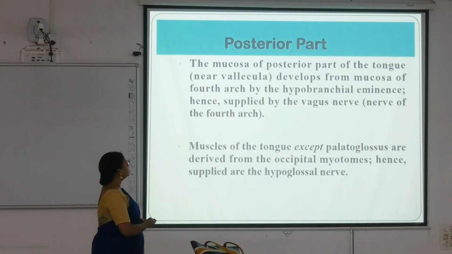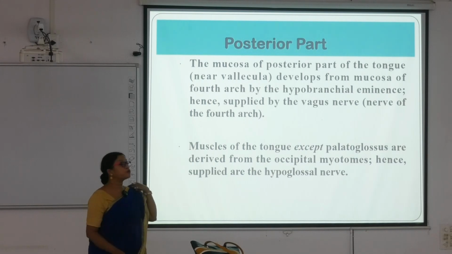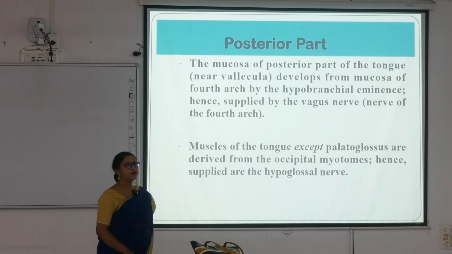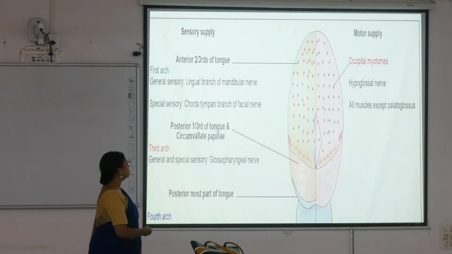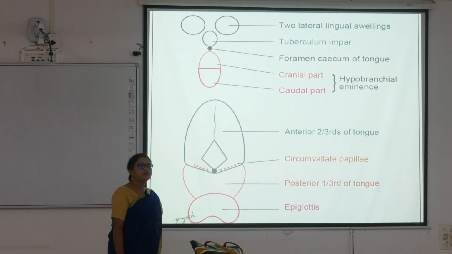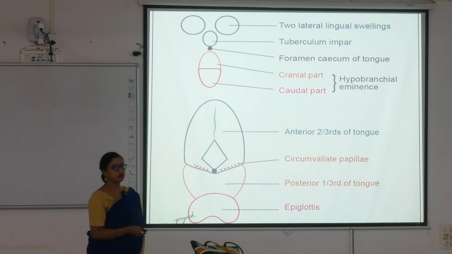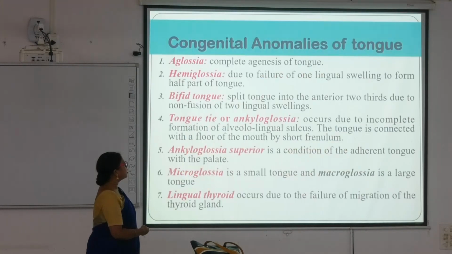Now coming to the most posterior part. Write it down. Most posterior part develops from the hypobranchial eminence, and all the muscles, as these are derivatives of the occipital myotome, are supplied by the hypoglossal nerve. You draw this diagram: in the middle the tuberculum impar, on both sides the lingual swellings, the anterior two-thirds, then the foramen cecum, and behind it the hypobranchial eminence swelling that has two parts, cranial and caudal. So this is the diagram for the development of the tongue.